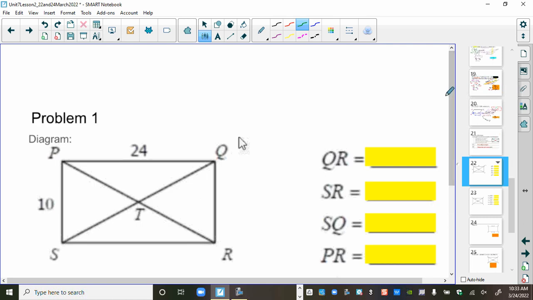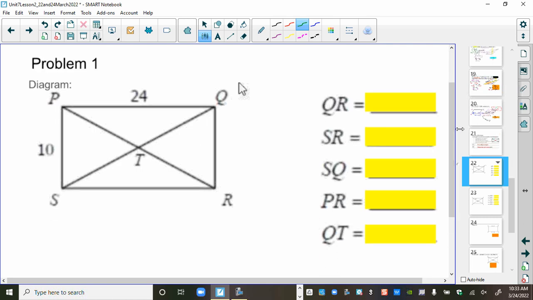Here we go. All right, now, couple things. PQ, PS, they gave us those sides. Right away, we can get at least the two outer sides. So QR is also going to be what? 10. QR is 10. SR is 24.